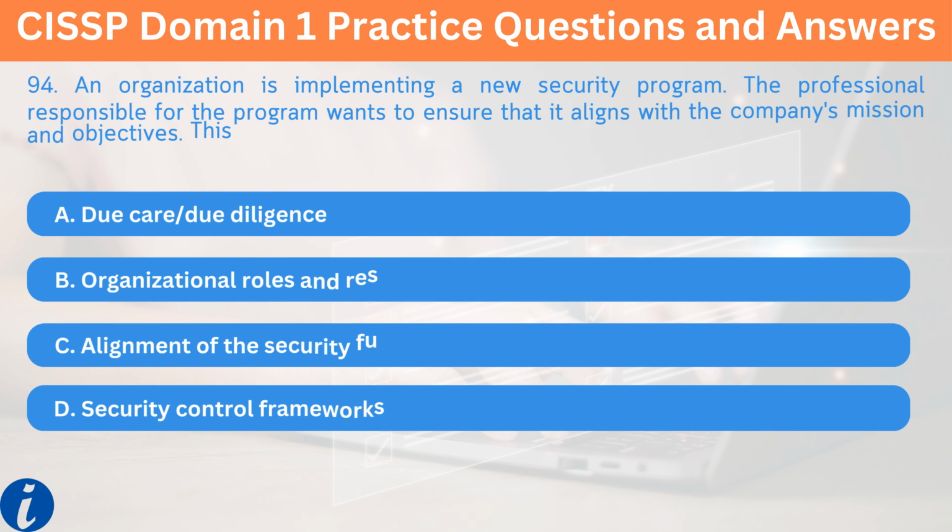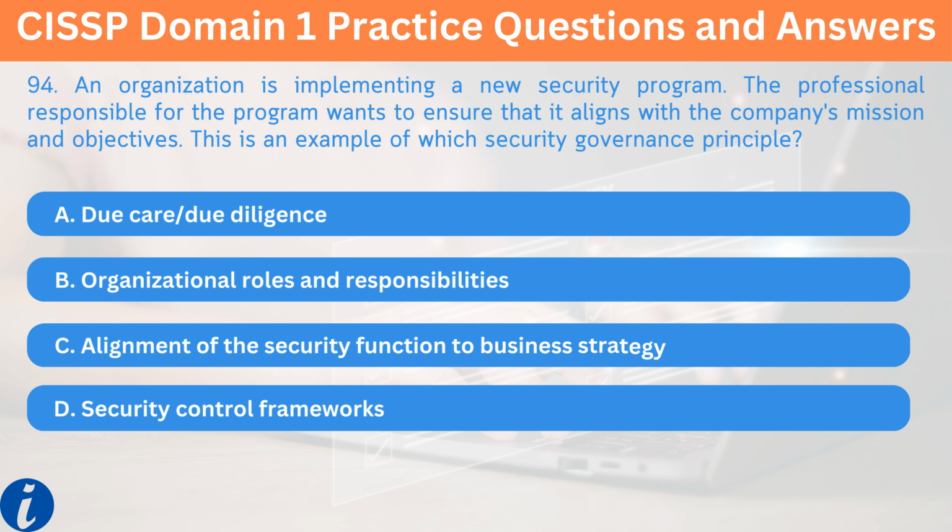94. An organization is implementing a new security program. The professional responsible for the program wants to ensure that it aligns with the company's mission and objectives. This is an example of which security governance principle? A. Due care/due diligence. B. Organizational roles and responsibilities. C. Alignment of the security function to business strategy. D. Security control frameworks.